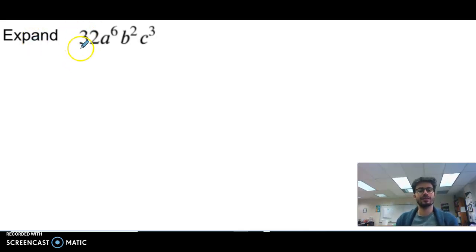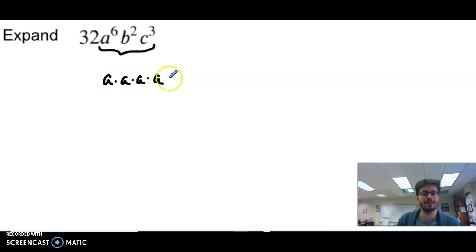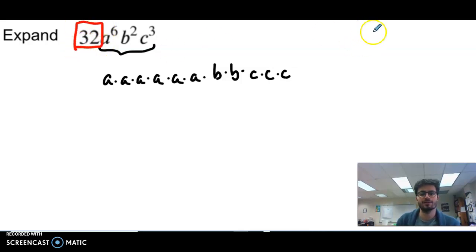In this example, we want to expand this expression. 32, a to the 6th, b to the 2nd, c to the 3rd. Because we've just done exponents, you guys know how to expand this. That's a times a times a times a times a times a times b times b times c times c times c. But in order to expand 32, we need to do a factor tree.